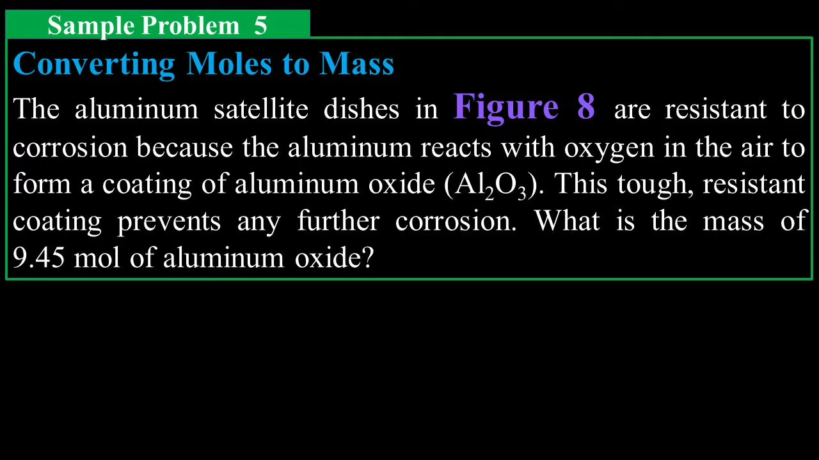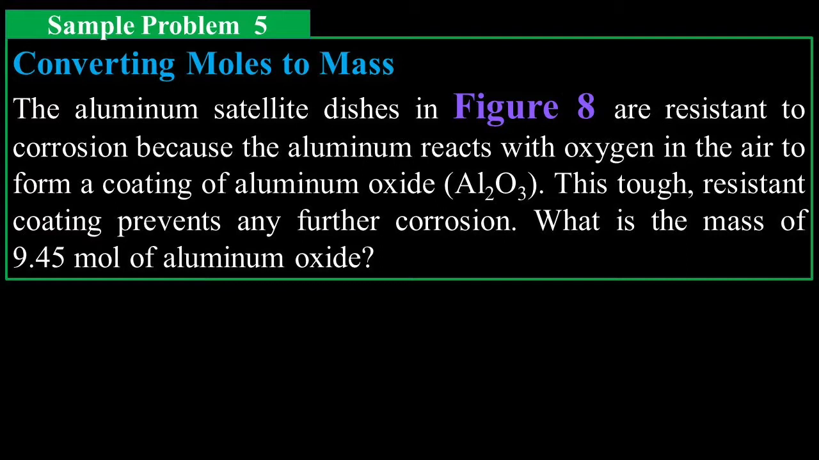Absolutely unbelievable. The aluminum satellite dishes in Figure 8 are resistant to corrosion because the aluminum reacts with oxygen in the air to form a coating of aluminum oxide, Al2O3. This tough, resistant coating prevents any further corrosion. What is the mass of 9.45 moles of aluminum oxide?